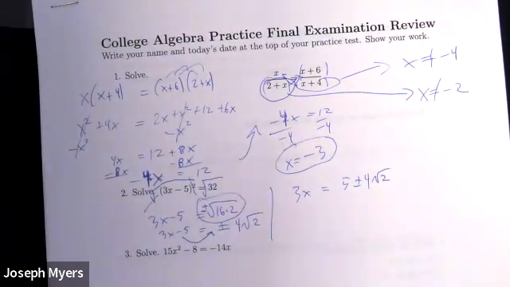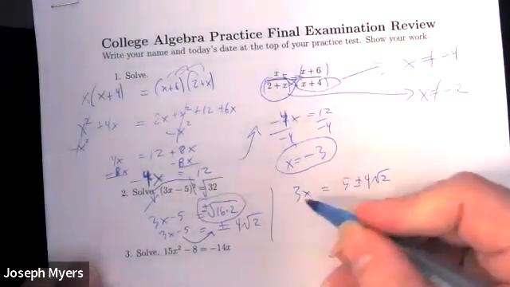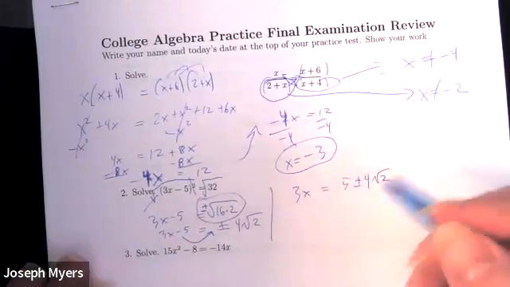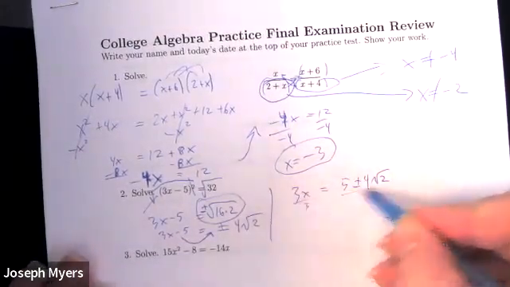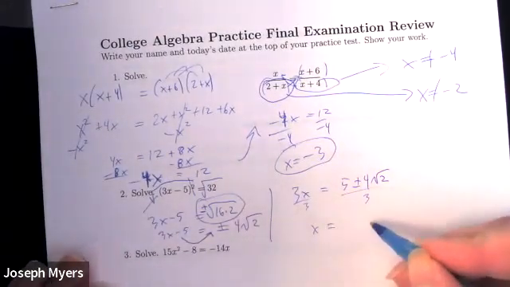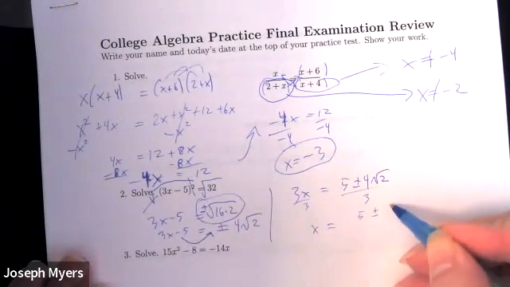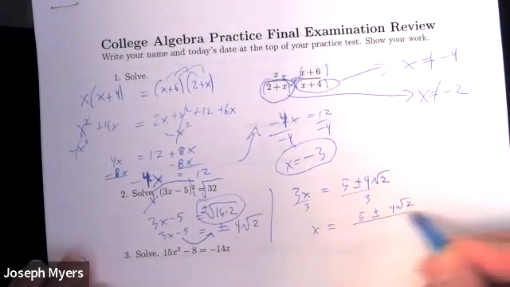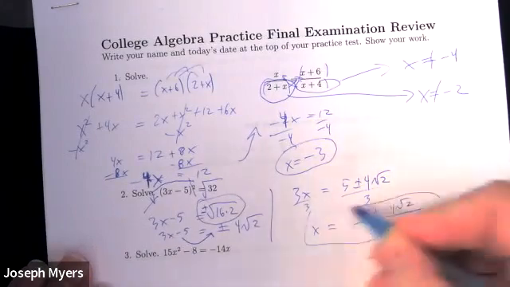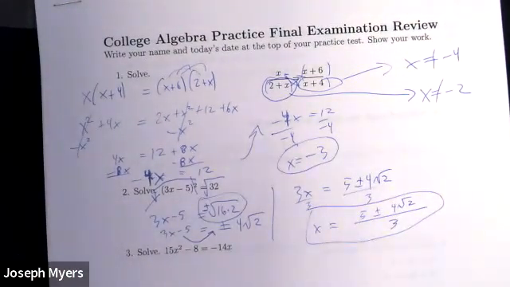And now there's one more thing to do to get x by itself. What do you have to do now to get x by itself? Divide it by 3. So if I divide both sides by 3, I would get x by itself equals 5 plus or minus 4 square root of 2 all over 3, like that. X equals 5 plus or minus 4 square root of 2 all over 3, and then stop right there. That's the end of the problem. So that is fantastic, and we're done.